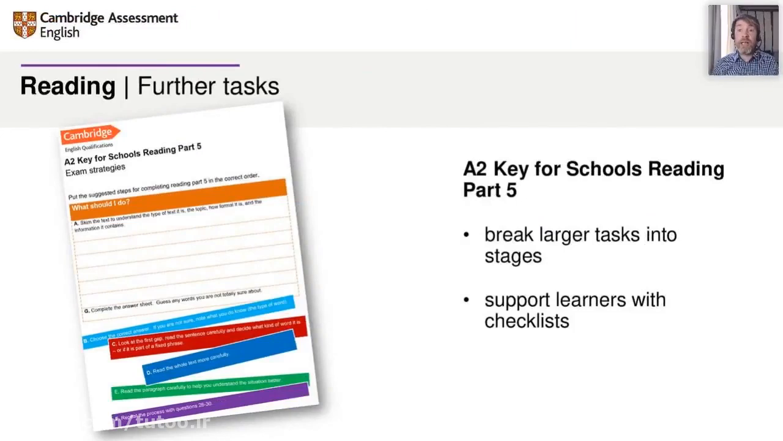Now, this task, which helps prepare learners for A2 Key for Schools Reading Part 5, helps learners create a checklist to refer to as they complete the task. So it's something we can do together. It would encourage learners to collaboratively think about the best way of approaching a task, and then create a record that they can refer back to. So it's a very similar process to the way that we prepared learners to read and to do the skimming activity earlier.